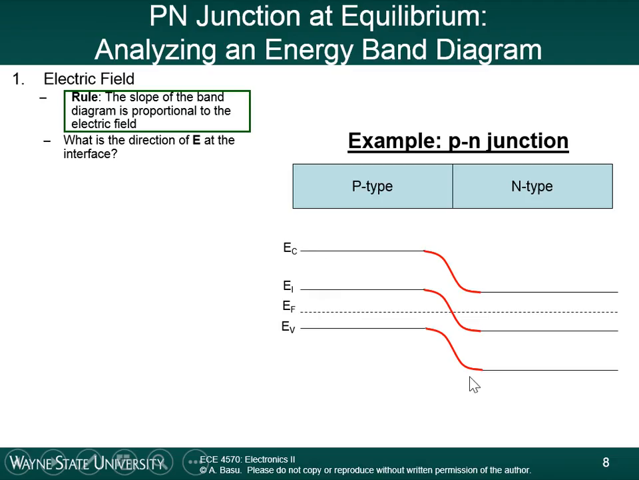A quick rule of thumb to remember it is that the electric field is proportional to the slope. So there's a negative slope here, right? It's going from high to low as you go from left to right. Negative slope means the electric field has a negative value, negative polarity. Negative polarity means the electric field is moving from right to left. Positive polarity means it's moving from left to right.